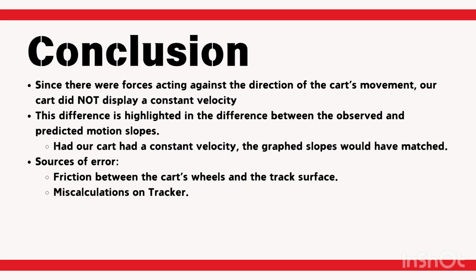In conclusion, like I said earlier, since there were forces acting against the direction of the cart's movement, our cart did not display a constant velocity. This difference is clearly shown in the difference between the observed and predicted motion slopes. And like I said earlier, had our cart had a constant velocity, both slopes would have matched. Therefore, our observed slope would have matched the predicted slope from GlowScript.